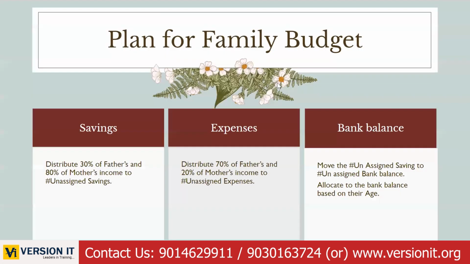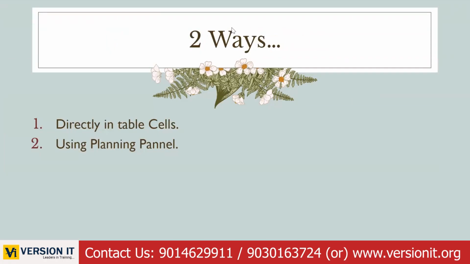And we will do the allocations and distributions based on these conditions. Plan for family budget. In this family, the budget in the savings bucket will be distributed 30% of father's income and 80% of mother's income. And in expenses, 70% of father's income and 20% of mother's income. Then we will transfer that savings amount to bank balance, and it will be allocated based on their age.